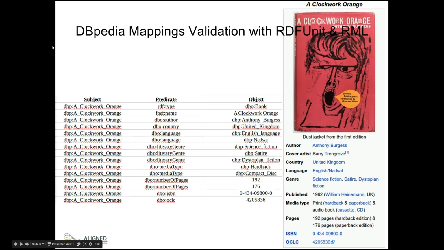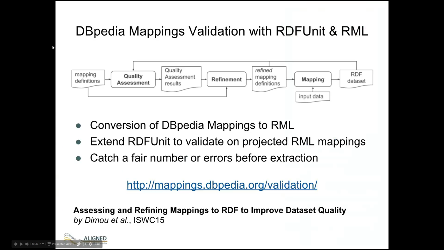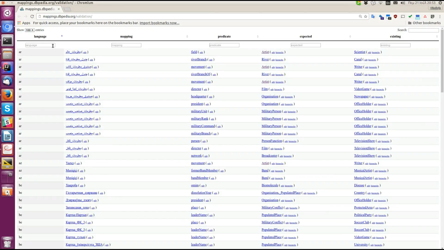There are cases, however, where the mappings are wrong and always produce wrong instance data. By converting the mappings to RDF, and in particular RML, and extending RDFUnit, we are able to catch such errors directly in the mapping definition phase and before we run the DBpedia extraction framework. The mapping validation runs on a daily cron job and reports all the problematic infoboxes.